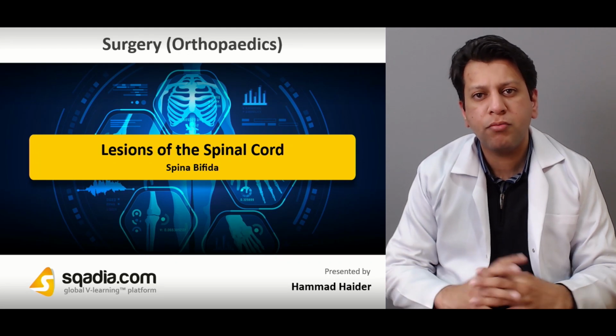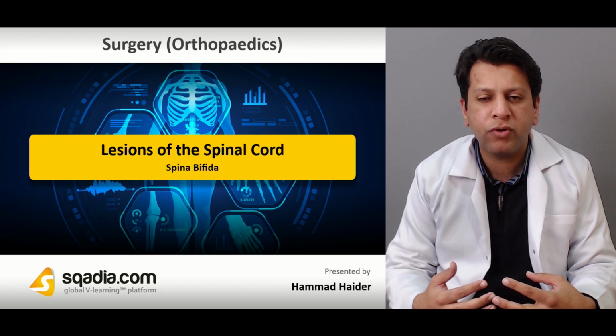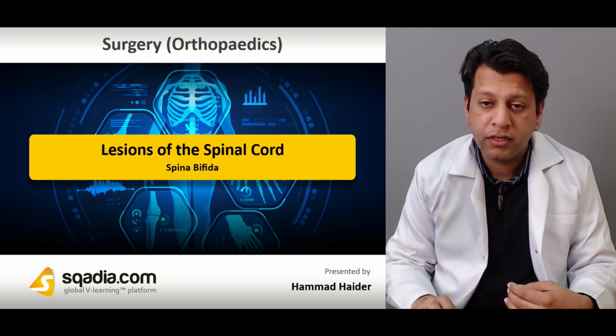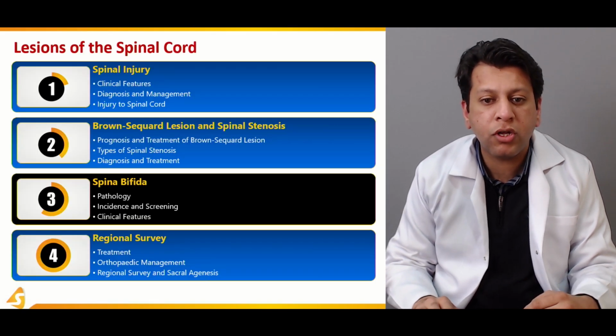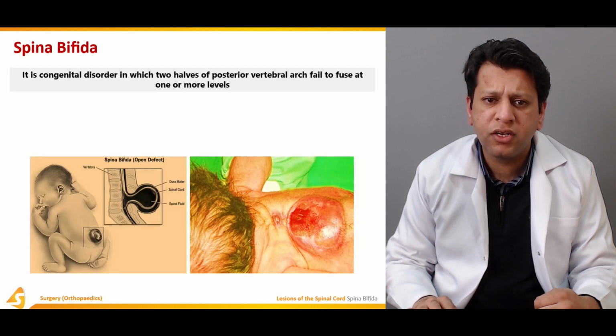Now, moving on from Brown-Sequard syndrome and spinal cord stenosis, we are moving to one of the congenital anomalies of the spine called spina bifida. In this section, we will be going through its pathology, its incidence and screening, and its clinical features. Spina bifida: what is it?